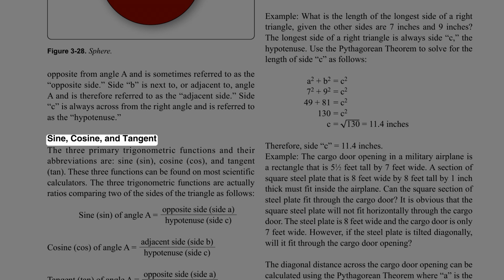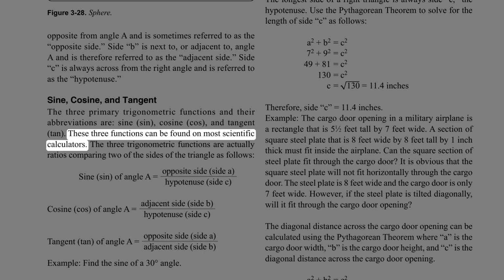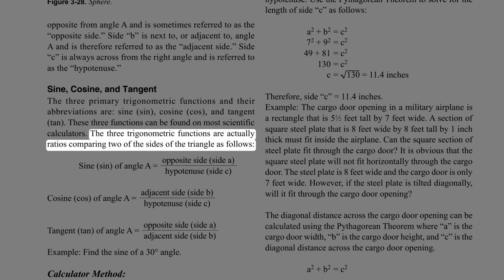Sine, cosine, and tangent. The three primary trigonometric functions and their abbreviations are sine, sin, cosine, cos, and tangent, tan. These three functions can be found on most scientific calculators. The three trigonometric functions are actually ratios comparing two of the sides of the triangle as follows.